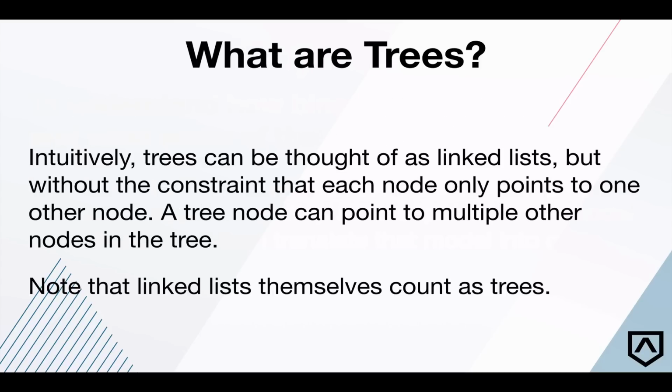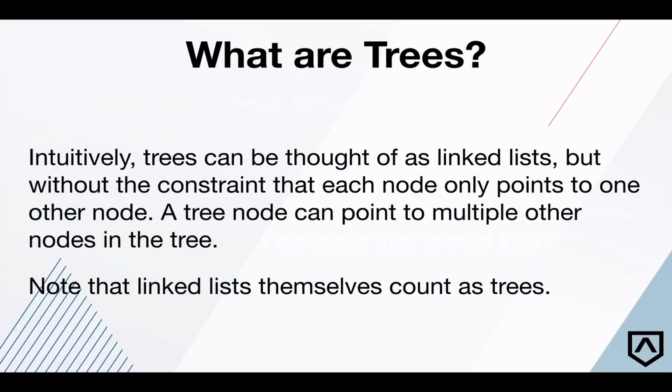So the first thing we're going to talk about is to answer the question of what are trees, because a binary search tree is a type of tree structure. So before we delve into the specifics of binary search trees, we need to take a step back and talk through what trees are in and of themselves. So intuitively, trees can be thought of as linked lists, but without the constraint that each node only points to a single other node, right?